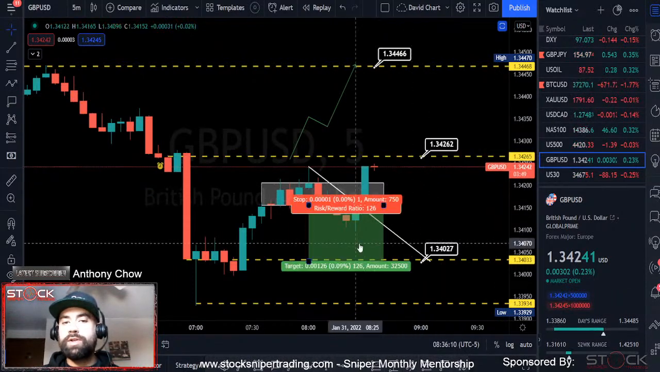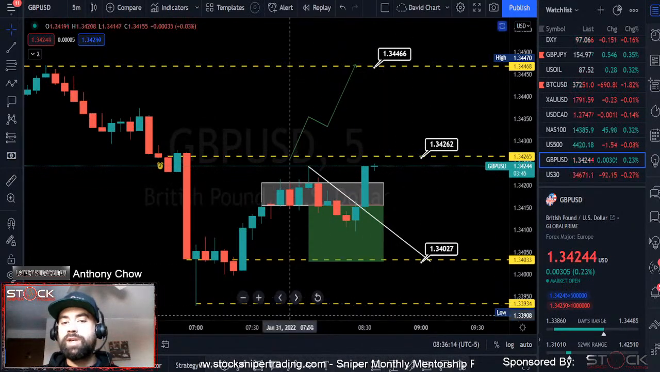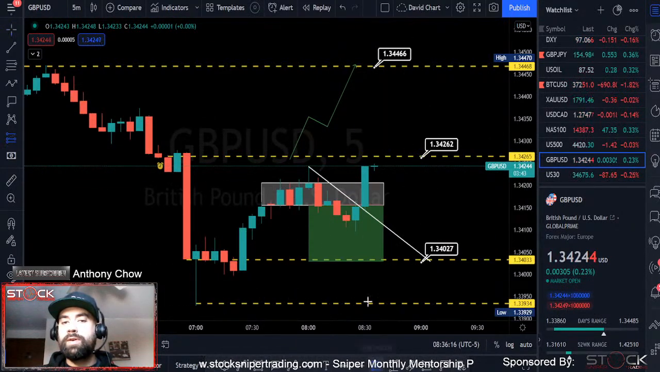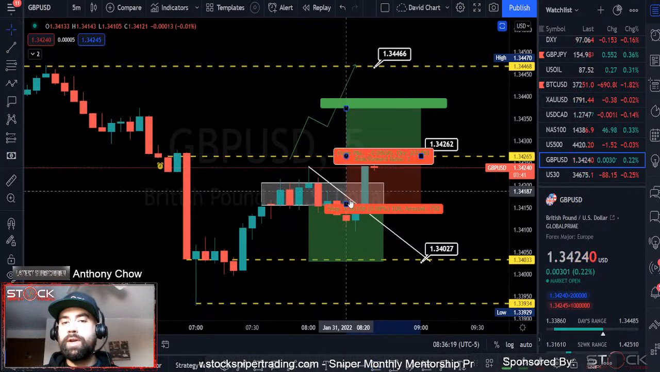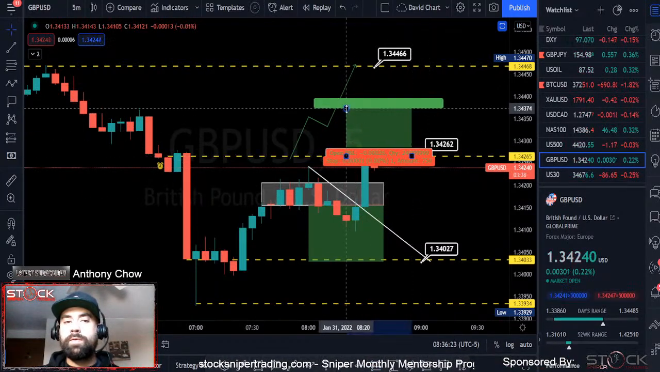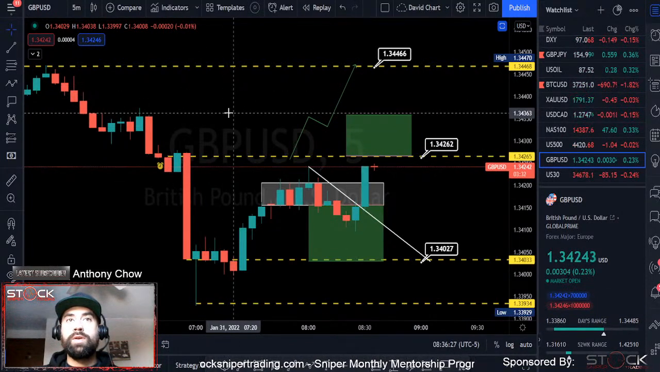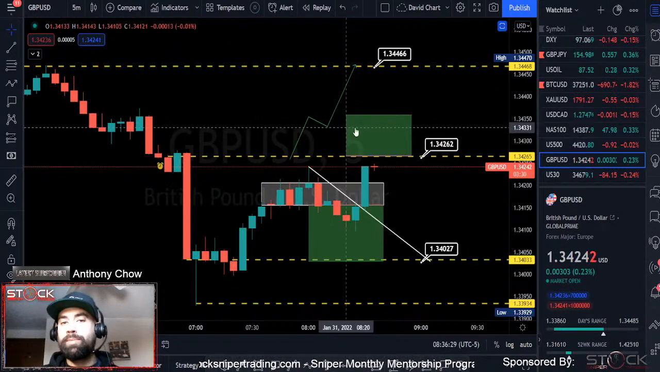So nice little push. 34262. Like I said, it's got to break above here, and this is the long. First target. It's got to break above here, guys.